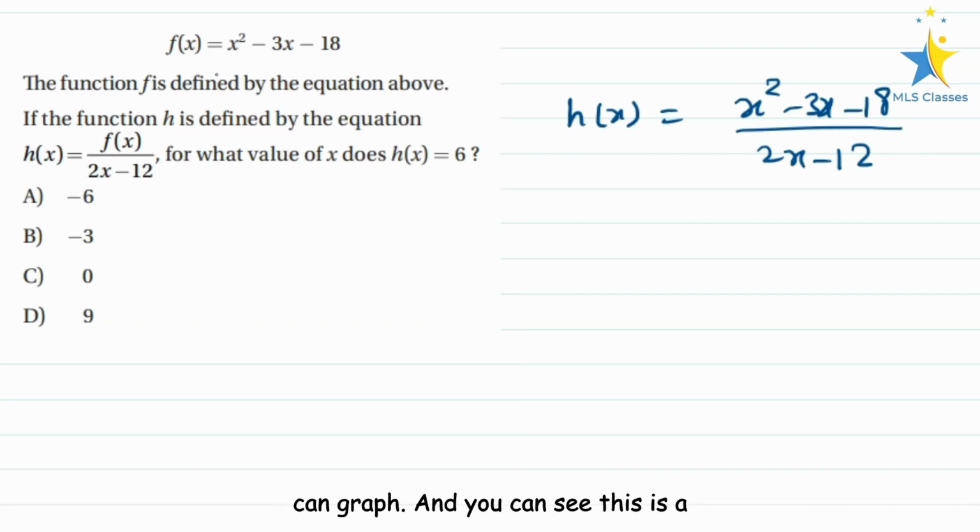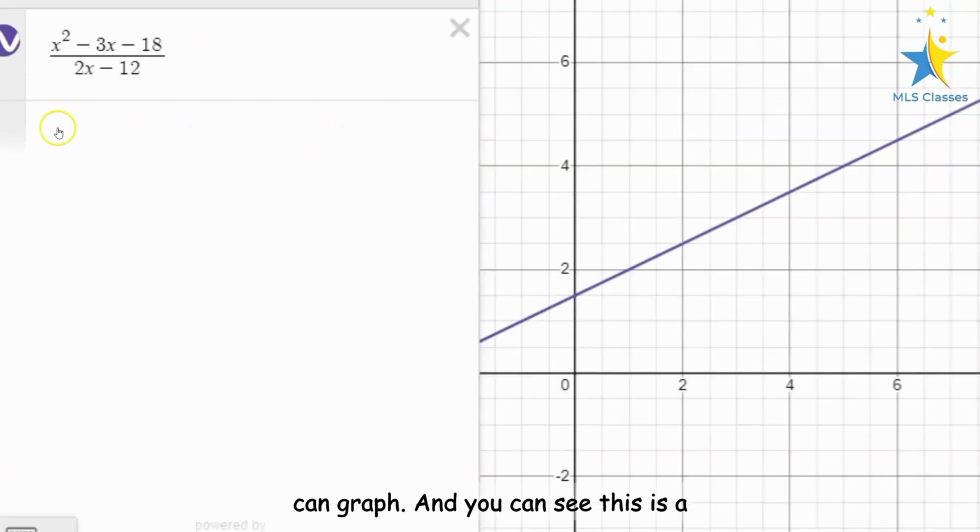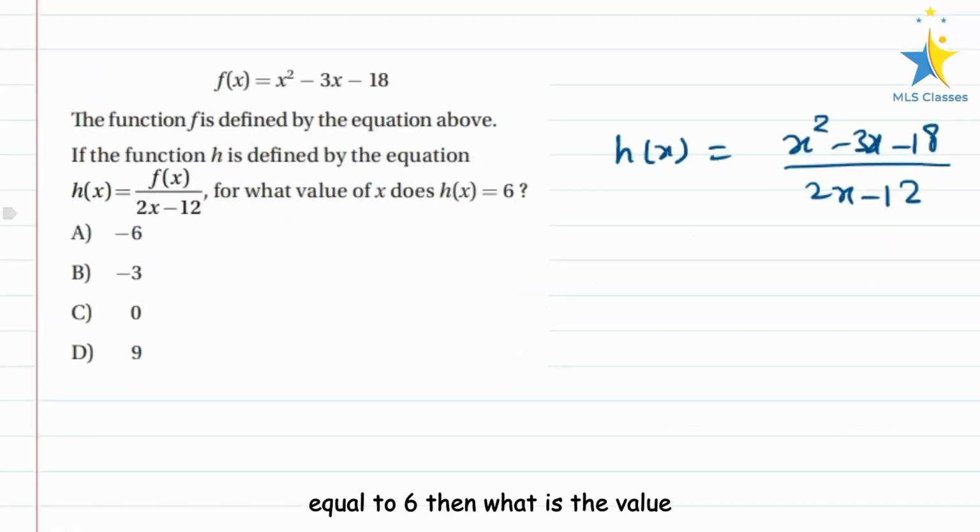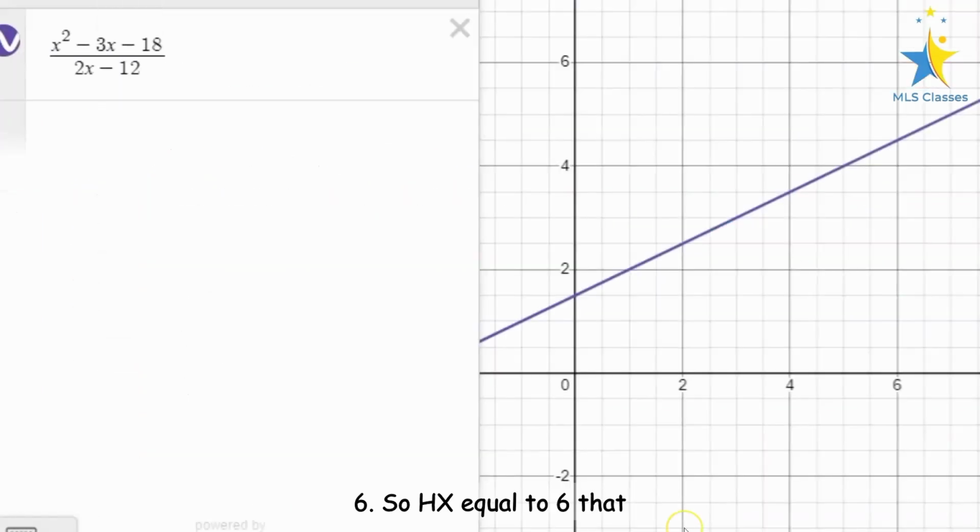So this is how we can graph it, and you can see this is a straight line. That means there must be a common factor between the numerator and denominator, which will be cancelled out, and we will be getting this line. Now the question was asking about h of x equal to 6, so what is the value of x? We will see where it is becoming 6.